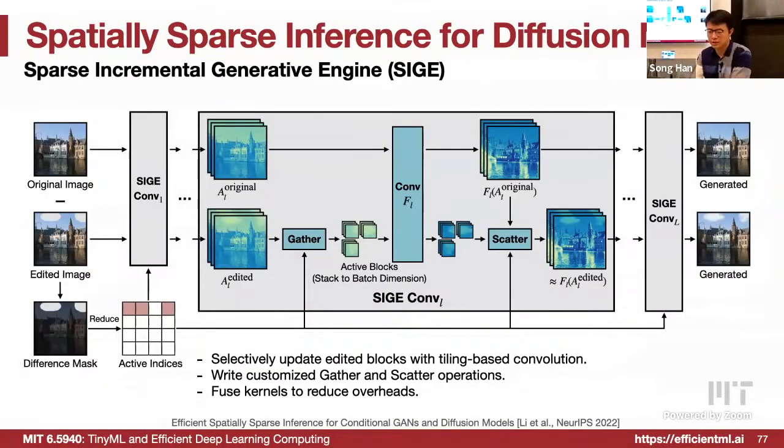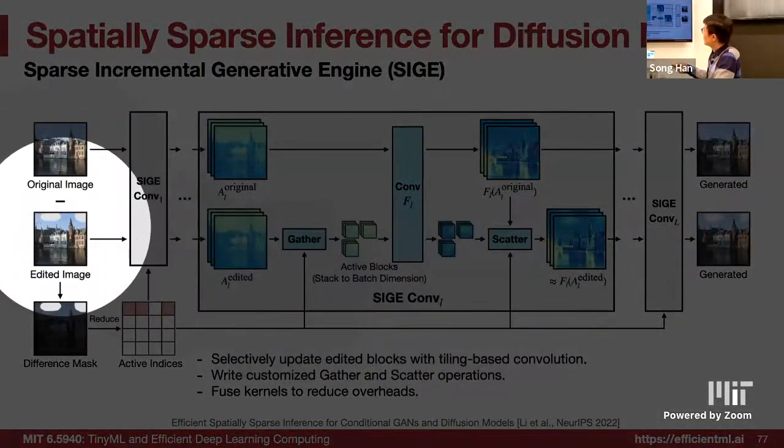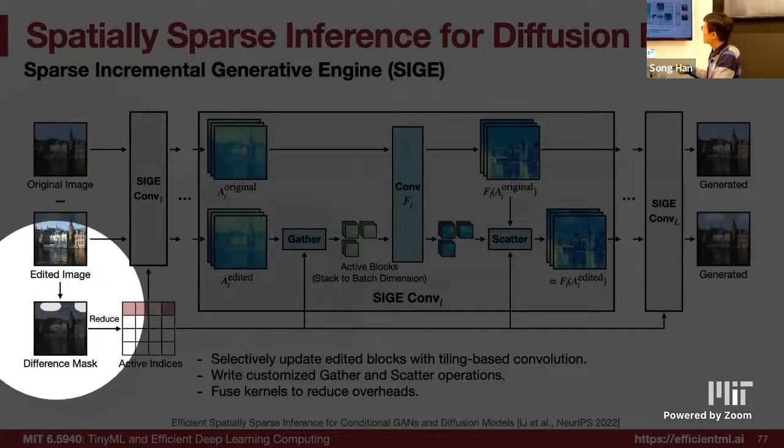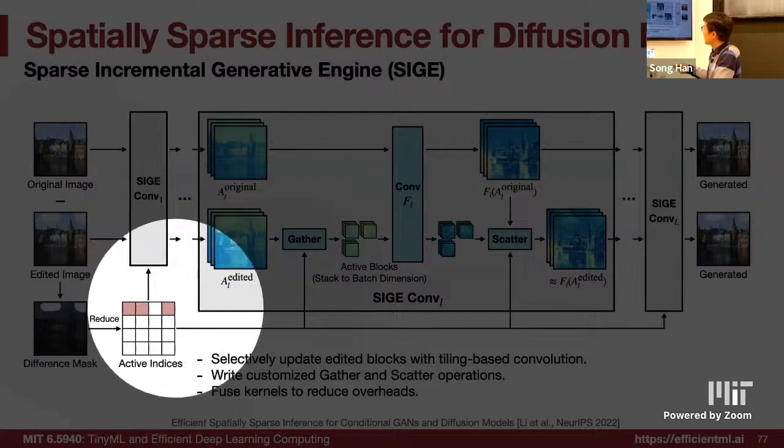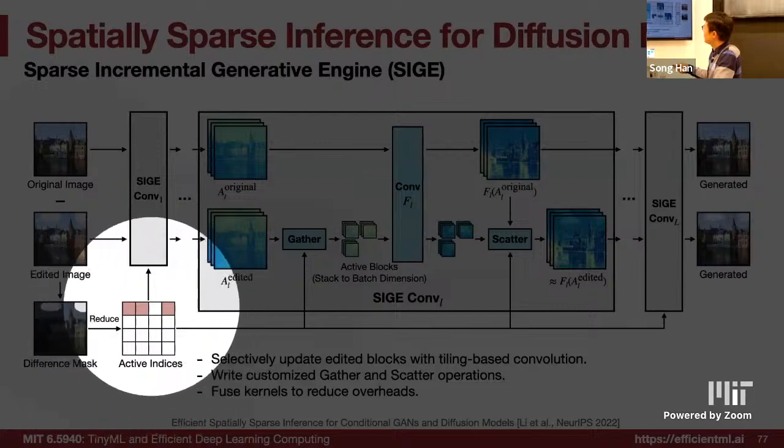So this is how it works. We build this spatial incremental generative engine, SAGE. Incremental means only change the pixels that have been edited. For those pixels that have not been edited, we just reuse whatever it was from the previous iteration. Given the original image, and we drew some piece of cloud on the top, this is the difference mask. We discretize that to a 4x4 grid in this case, and highlight the areas that have been edited.